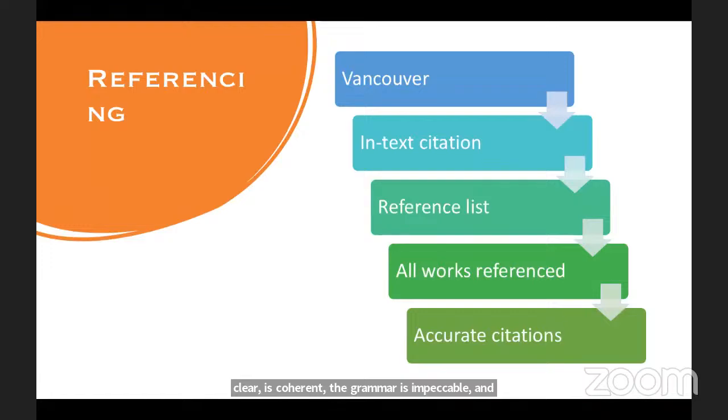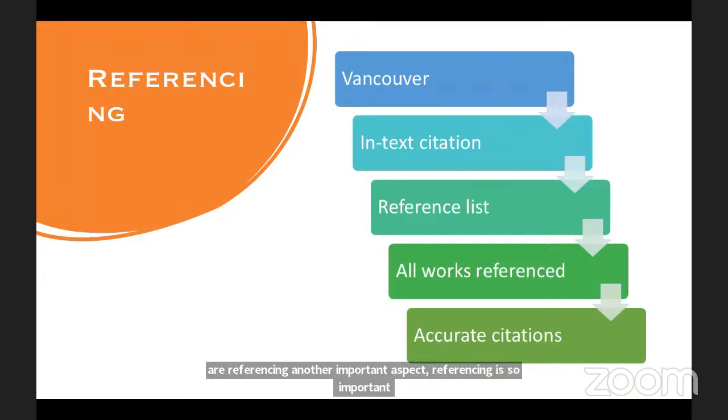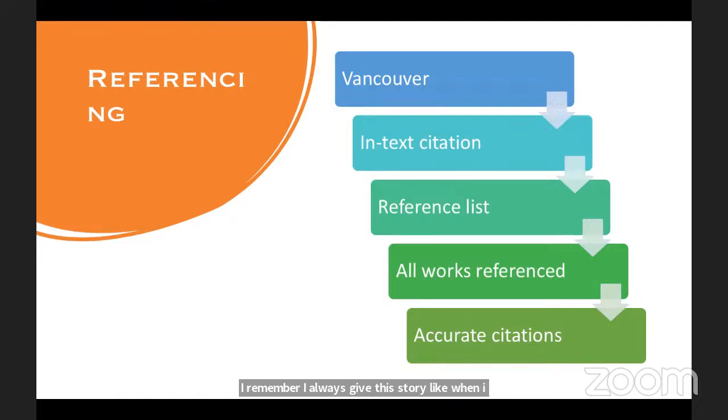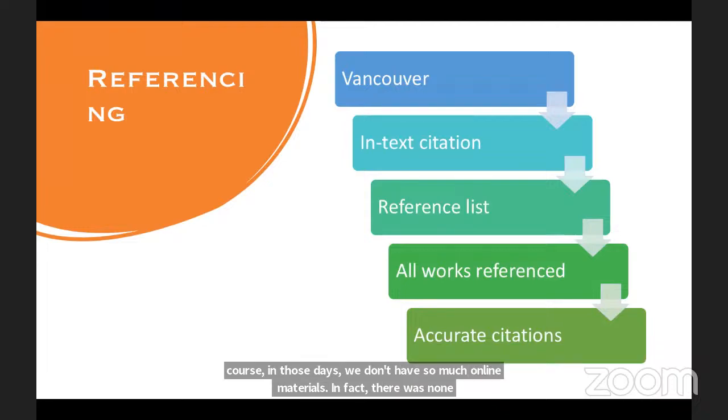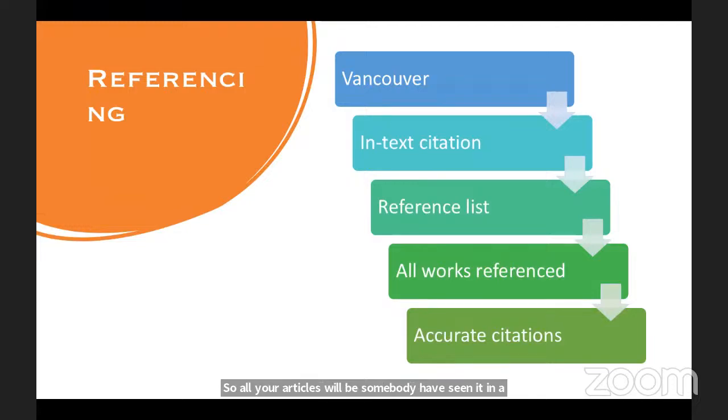Then referencing, another important aspect. Referencing is so important. But of course, some of us don't understand the importance of referencing. I remember I always give this story from when we became residents. Of course, in those days, we didn't have so much online material. In fact, there was none. So all your articles would be something somebody had seen in a text or in a journal, and then you photocopy. They'd photocopy an article for us, or you find an article you have to photocopy. The material is maybe 4 or 5 pages. Then referencing will take another 3 or 4 or 5 pages.